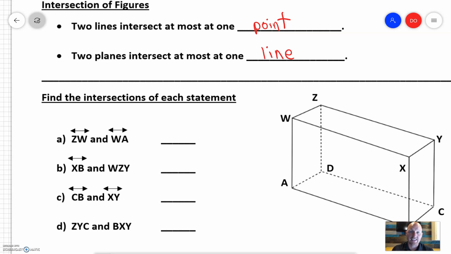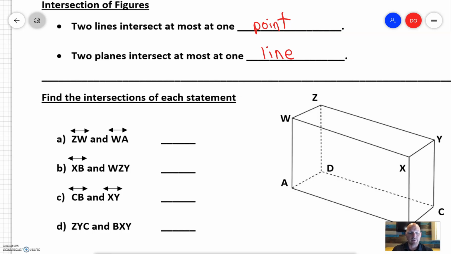When two lines intersect, they intersect at most at one point. And when two planes intersect, two flat surfaces, when they run into each other, they run into each other at most at one line. If you want a visual of two planes running into each other, just look in the corner of the room you're in, and where two walls meet, there is an edge there which creates a line.